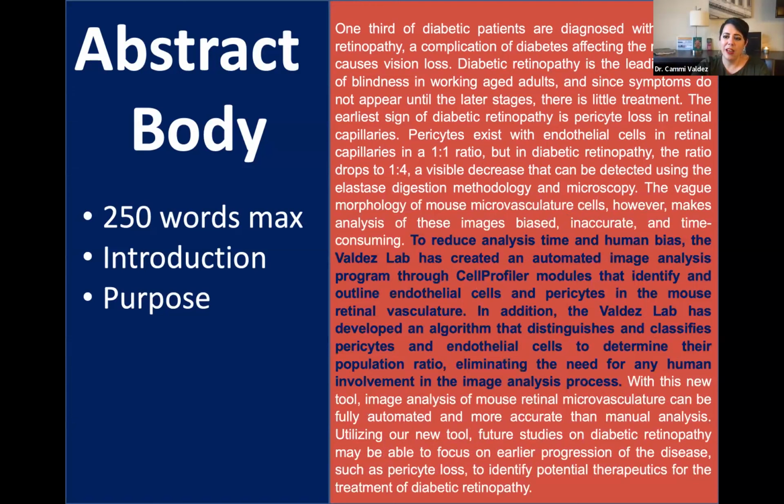And then we move on into what did we do? So what are the methods that we do? And so in this section of the abstract, we talk about the methods that we did. So we are creating an automated image analysis program. And so we did that using Cell Profiler, which is a free online software. And then we also developed an algorithm in our lab to be able to classify cells as either one type or the other. And so that's really our methods for this work.